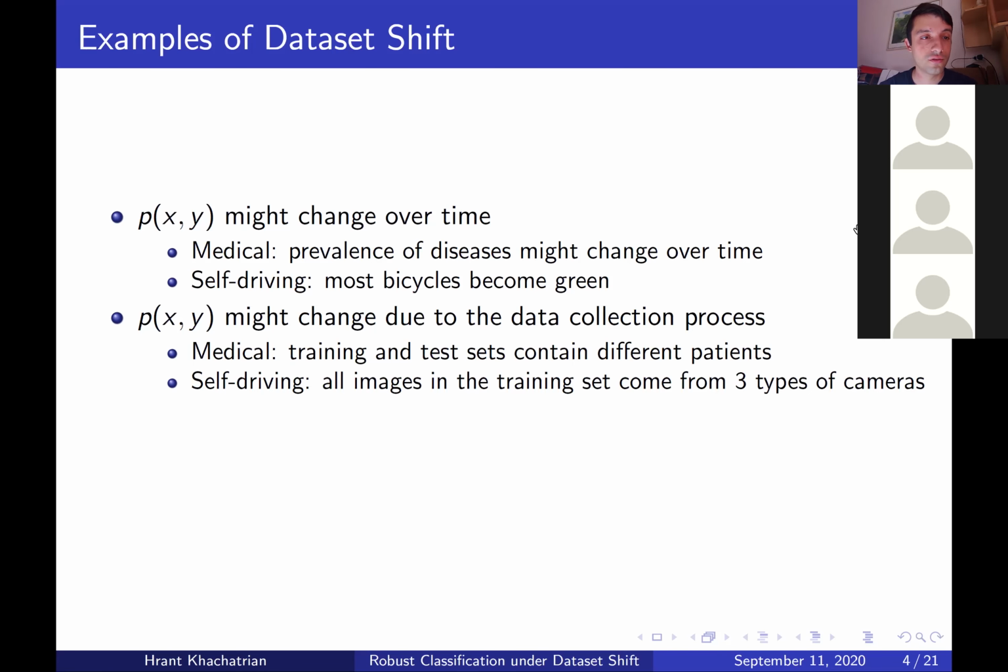But there are also issues where you have some bias in your data collection process. Again, from a medical example, you can imagine that whenever we collect data from some patients, obviously in the test set or in the real-life scenario where we are going to run this model, we will have a different set of patients, right? So if somehow our model overfits on the patients that were in the training set, it is not going to work on the patients that appear in the test set. So this is very important.